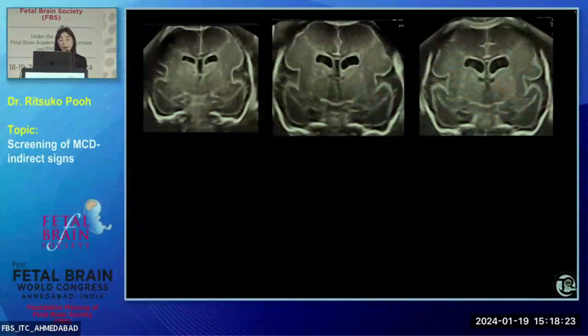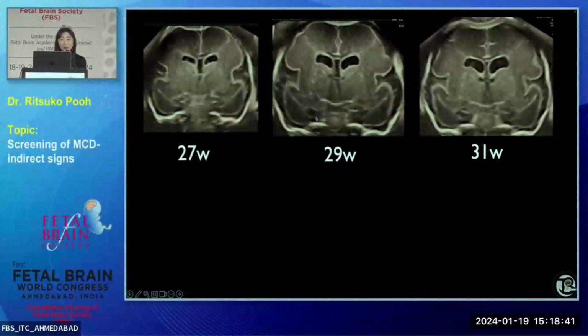And this is an FGR baby, IUGR baby, who was referred to my institute. And if you look at the image, most probably you may say that the Sylvian fissure is rectangular, so this is 25 weeks of gestation, right?